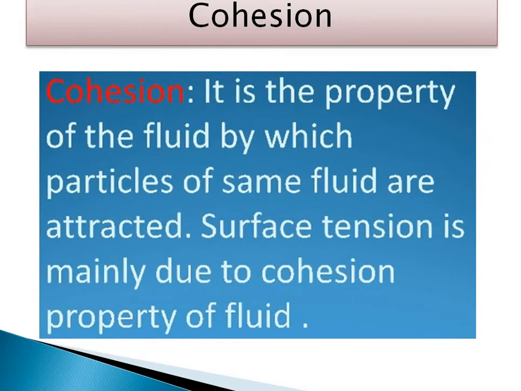And cohesion is the other property, by which particles of the same fluid are attracted towards each other. It is called surface tension, and it is mainly due to the cohesion property of fluid. So adhesion and cohesion are the two properties of fluid which are responsible for capillary action and surface tension respectively.